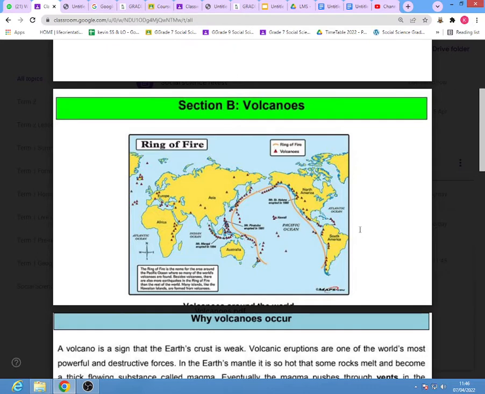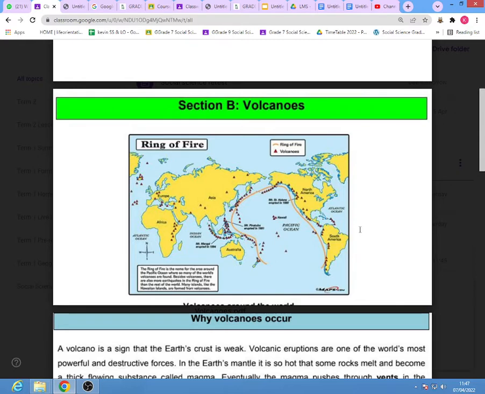So basically, the first thing that you're going to learn about is the ring of fire. That is basically the area where you'll find the most active volcanoes in the world. The ring of fire is situated in the Pacific Ocean. That is the area where the most volcanoes are located in this world.